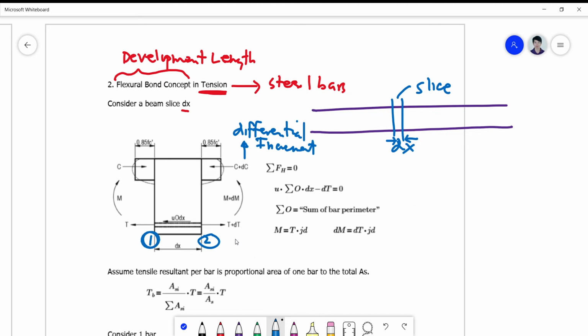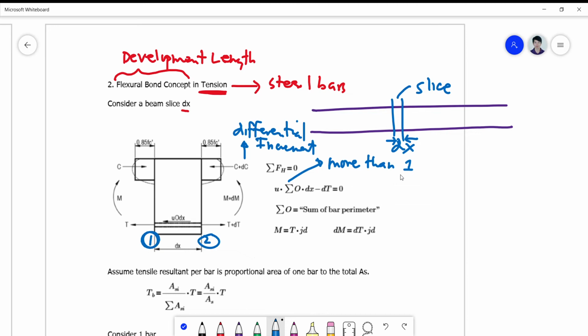If we take summation of forces along the horizontal, it is still the same: u times the summation of O dx. The only difference from the first derivation is that there we considered only one bar. Here we consider a summation of multiple bars, meaning more than one bar, and that is basically the normal situation in the field.